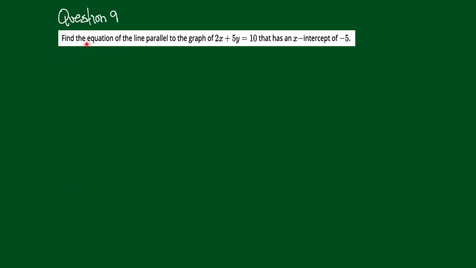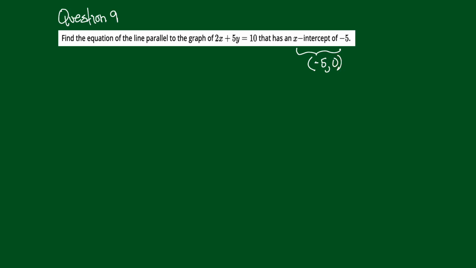Question 9 says to find the equation of a line parallel to the graph of this line and that has an x-intercept of -5. All right, so right up front, when I see this, the x-intercept here is -5. Now, the x-intercept looks like this. It's a point. -5 is the x value. 0 is the y value. So the horizontal is at -5, and the vertical, because it's the x-intercept, is 0.